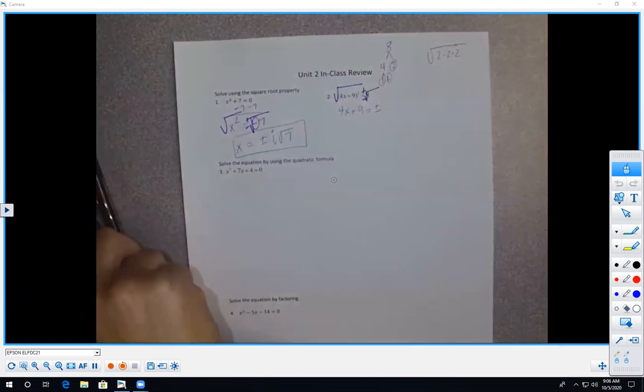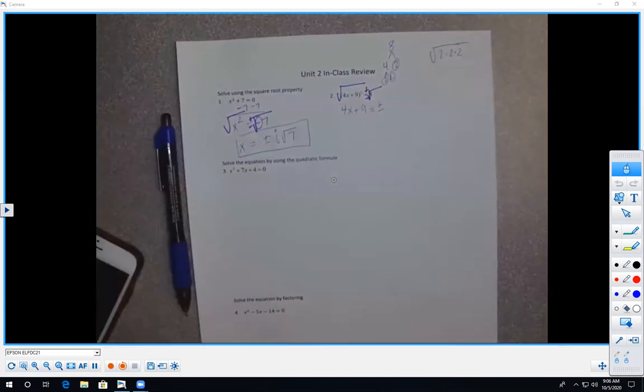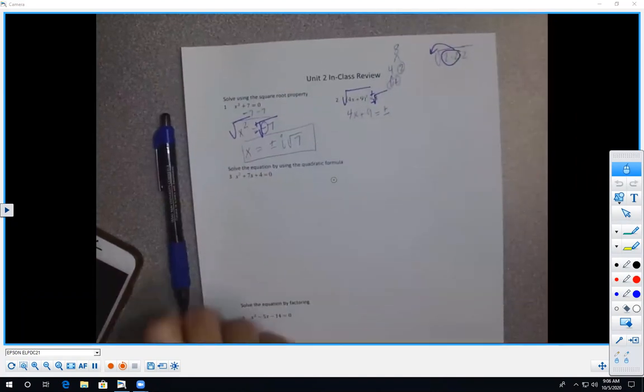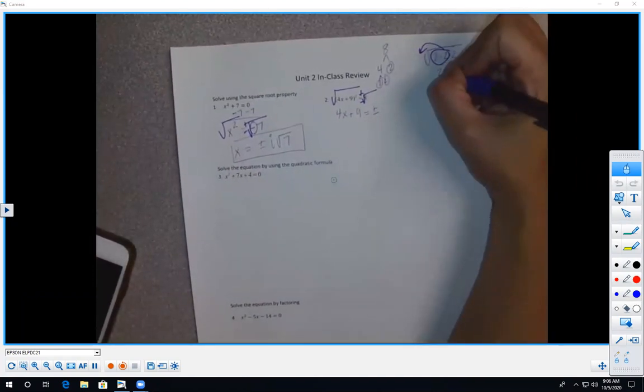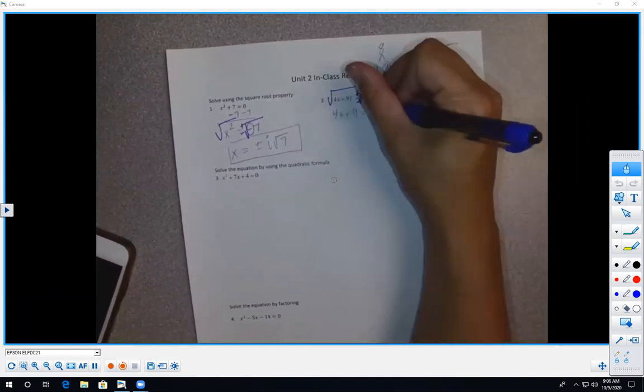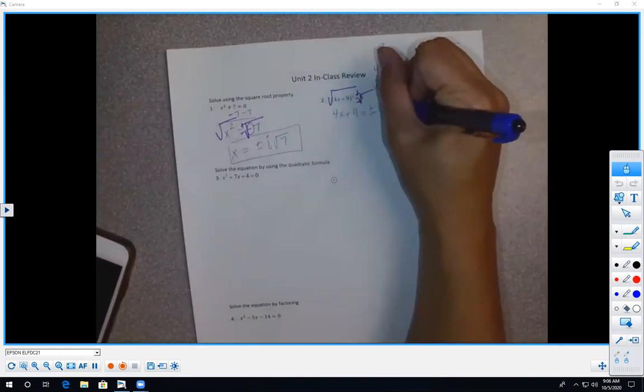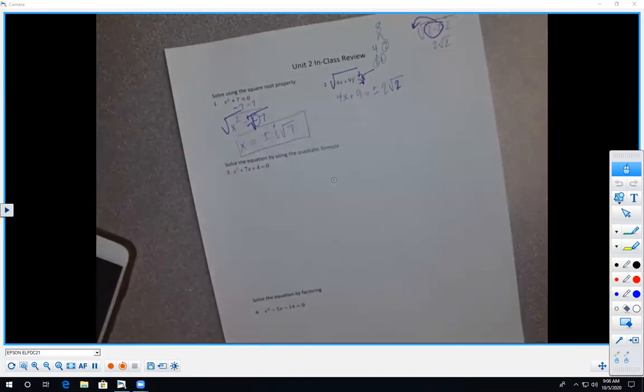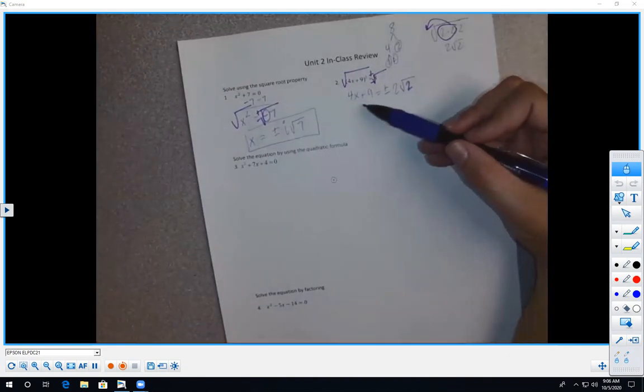What can come out? A pair of 2's can come out, right? So you write it on the outside. So it's going to be a 2 on the outside times the square root of 2. So it's plus or minus 2 times the square root of 2. And then from there, I'm solving for x. How am I going to solve for x?